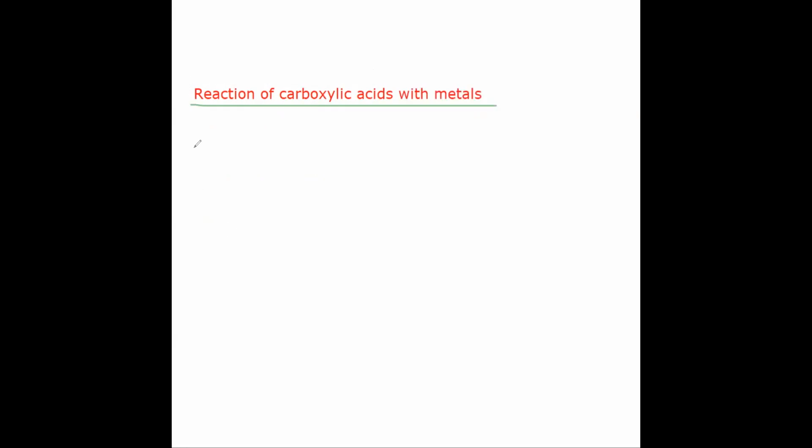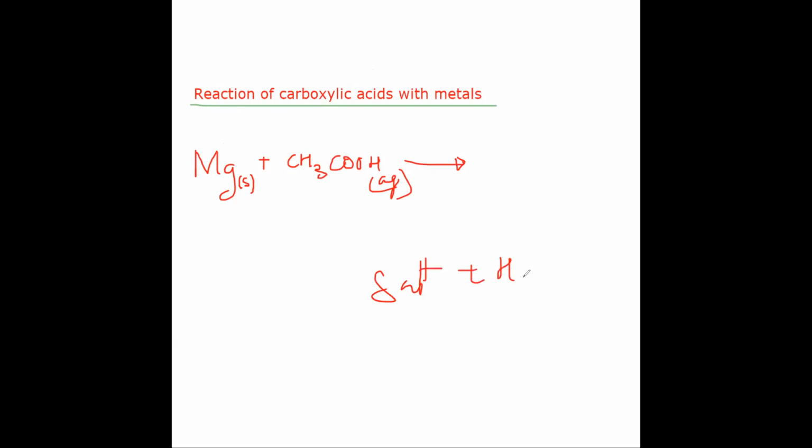For example, we'll go with magnesium solid plus ethanoic acid, CH3COOH. This is the acid and this is the metal. Clear? Now what will be the products? It should form salt and hydrogen. Tell me what will be the salt and what hydrogen. I can just write it.